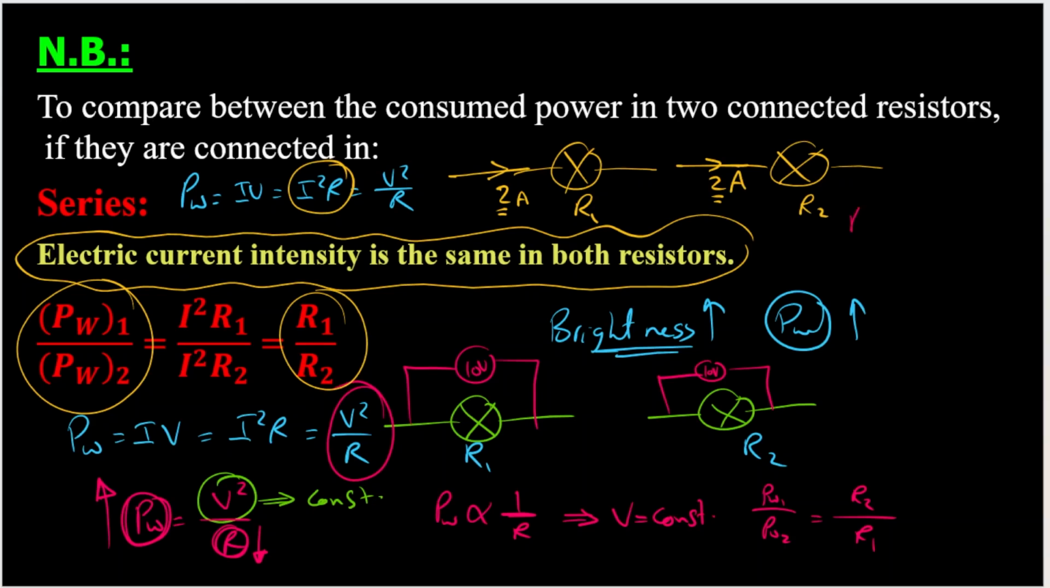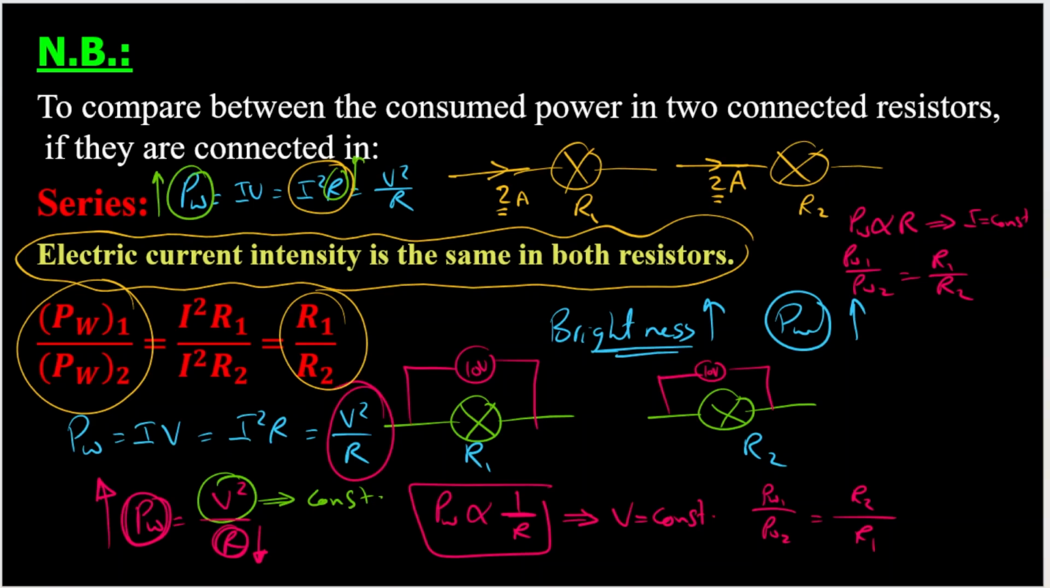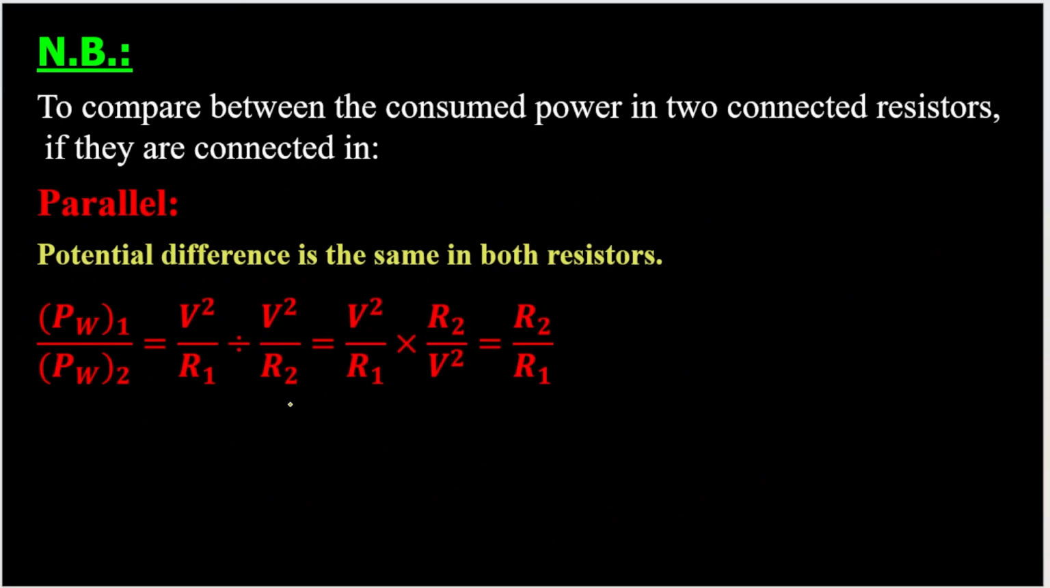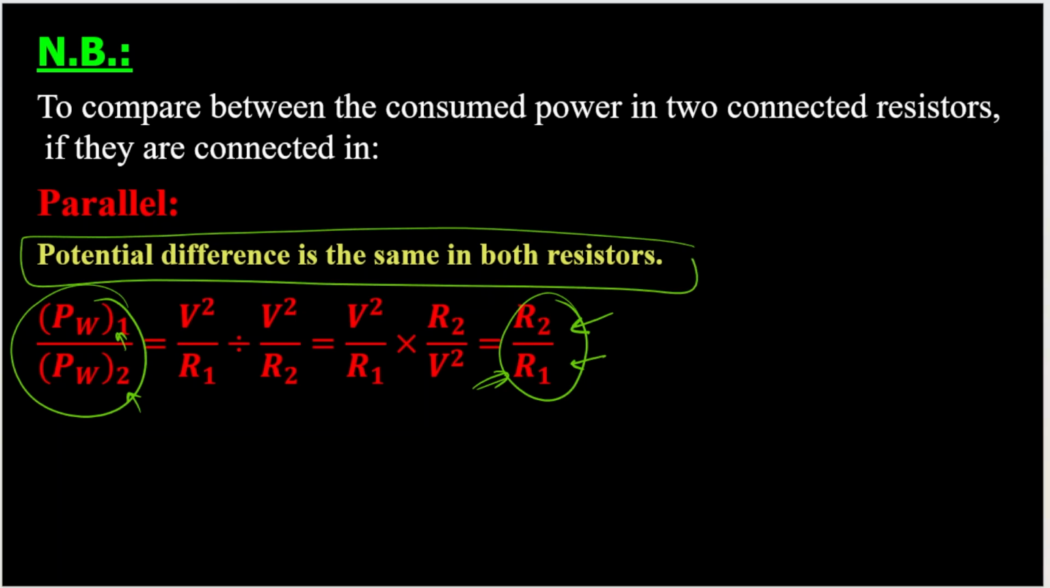So in this case, power is directly proportional to resistance, not inversely, but on one condition: I is kept constant. So in this case, power 1 over power 2 is equal to R1 over R2. This means that the light bulb which has the highest resistance will consume the largest power, so it will be brighter. So this formula is for constant current, and this formula is for constant voltage. Can you see? Power 1 over power 2 is equal to R2 over R1. This is the case when we have a constant potential difference.